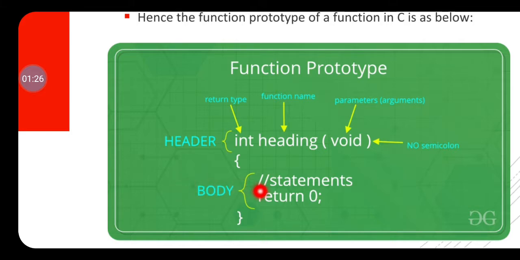Then whatever is the body of the function, the statements are to be written over here. As the return type is integer, you have to write a return statement over here. If the return type is void, that means the function does not return anything to the function which is calling this particular function, so there will be no return statement. So this is a function prototype.